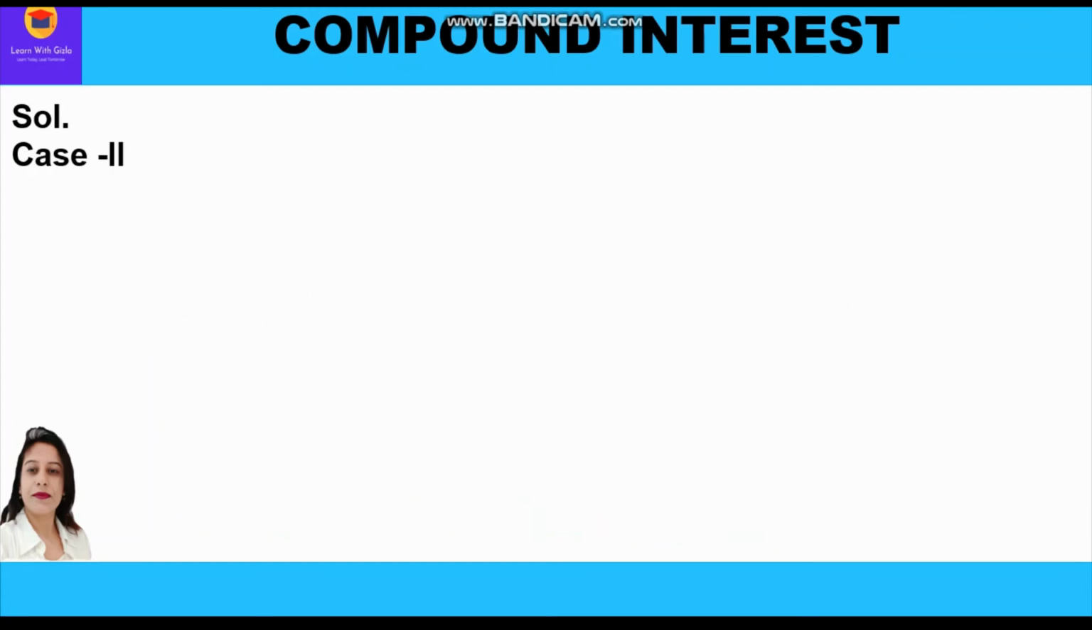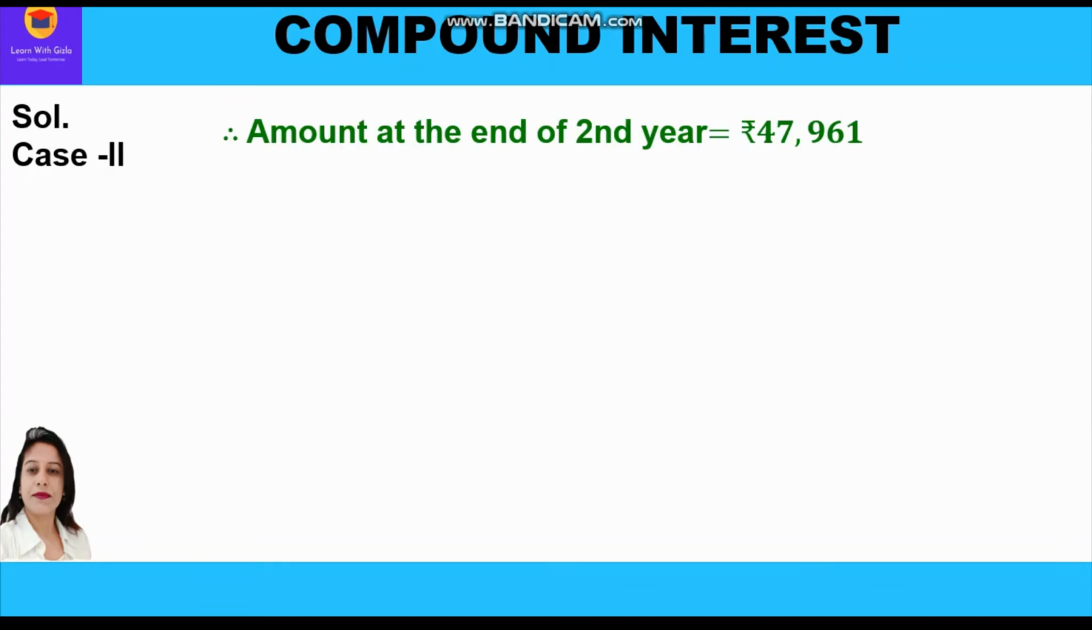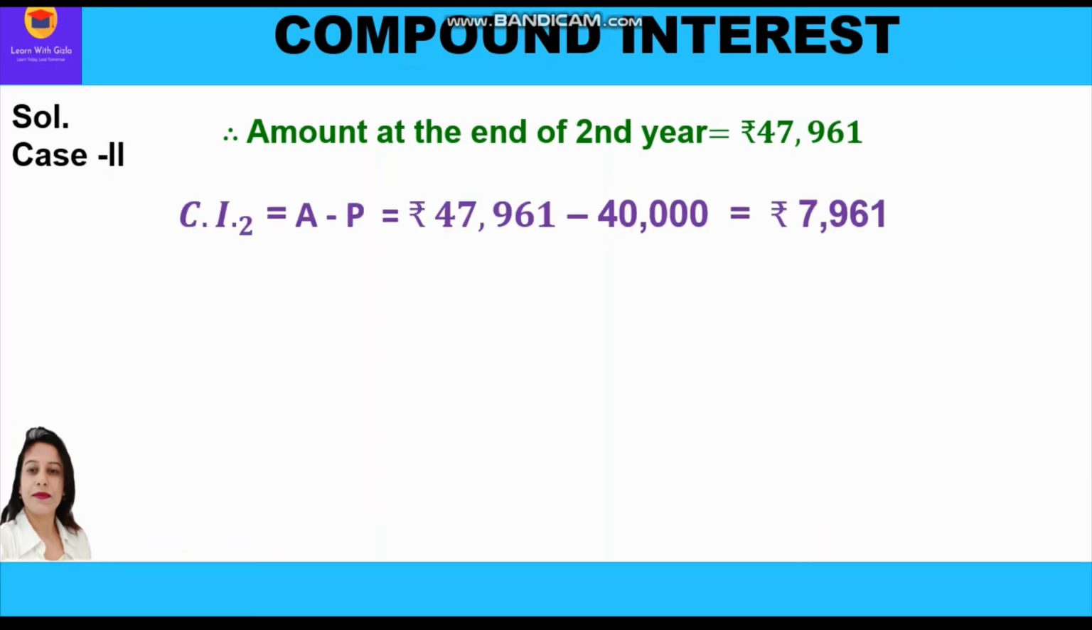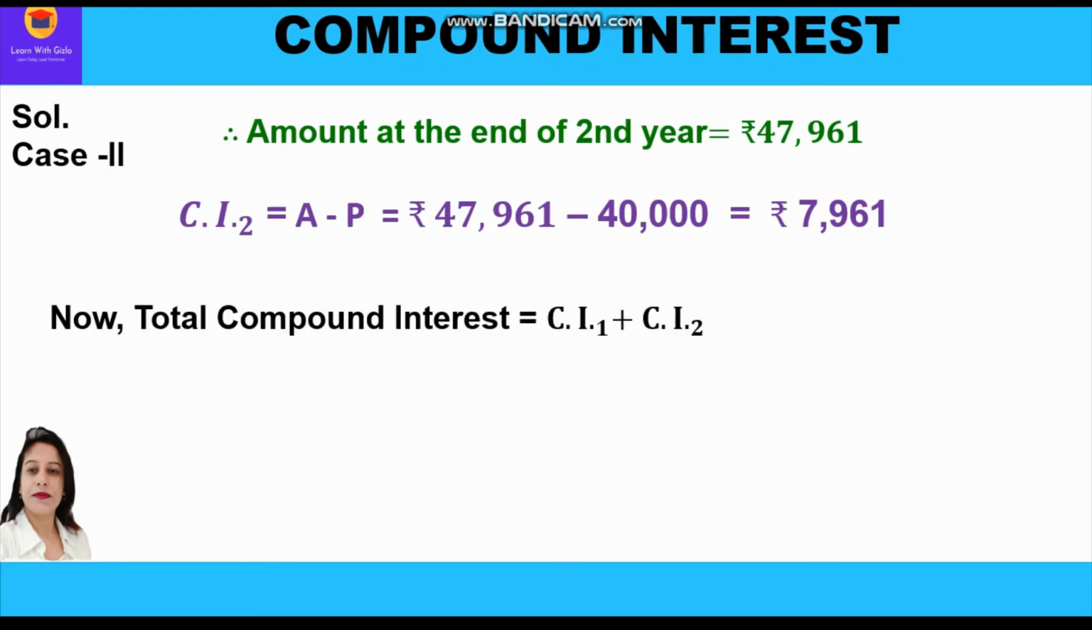Now once we have calculated the amount at the end of the second year, that is rupees 47,961, we can find out the compound interest which he will earn on this investment for 2 years. And compound interest, as we know, is the difference between amount and principal. So 47,961 minus 40,000 is equal to rupees 7,961. Now total compound interest is the sum of the compound interest which he will earn in the first investment and the compound interest which he will earn in the second investment.